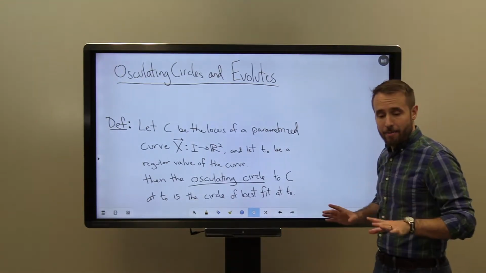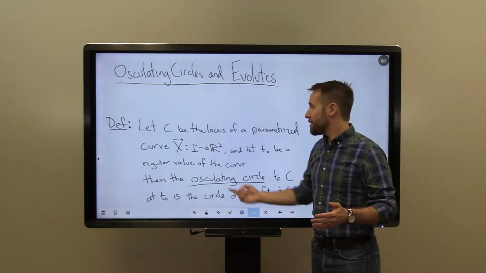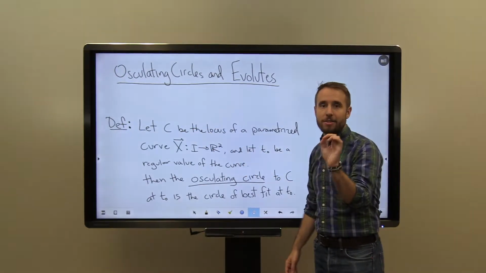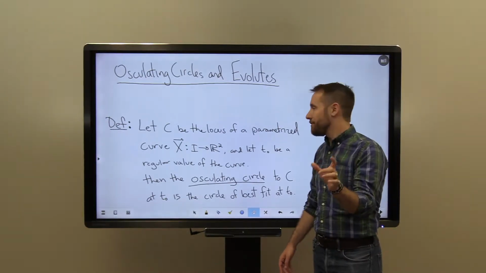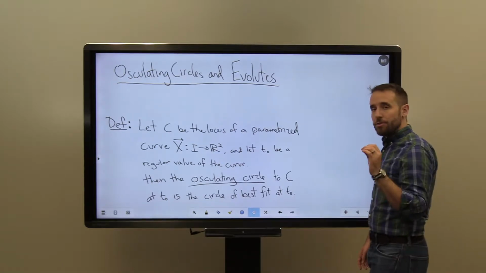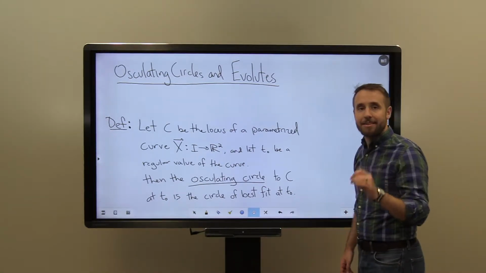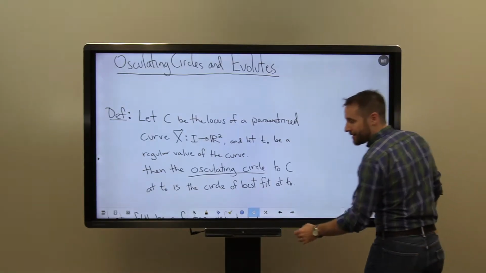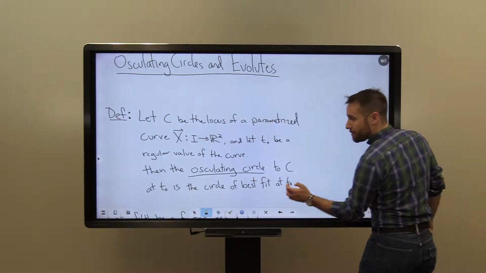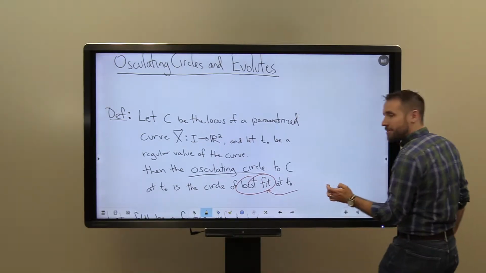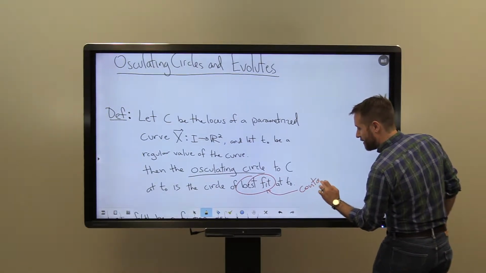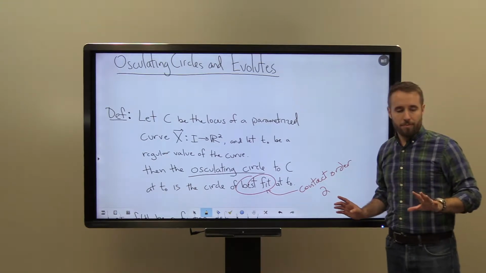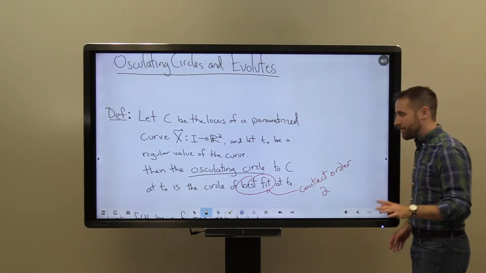And we're going to start with the oscillating circle. So as our framework, let's take a parametrized curve, x. Let C be the locus of this parametrized curve, and let's look at a specific t0, a specific moment in time on the parametrized curve. Then the oscillating circle to the locus C at the time t0 is going to be the circle of best fit at t0. And when I say circle of best fit, what I specifically mean is that this circle will have contact order 2. Now, maybe just to quickly talk about, what do I mean when I say contact order?